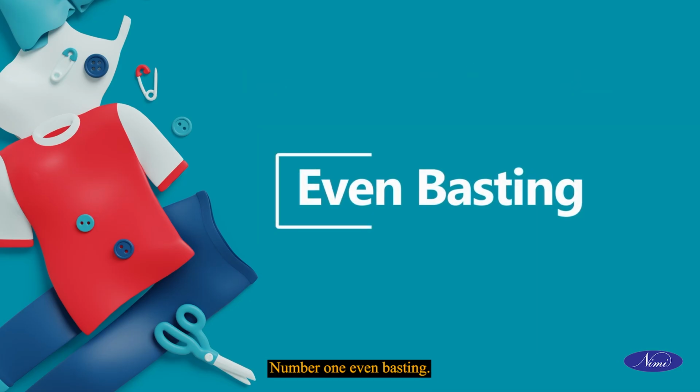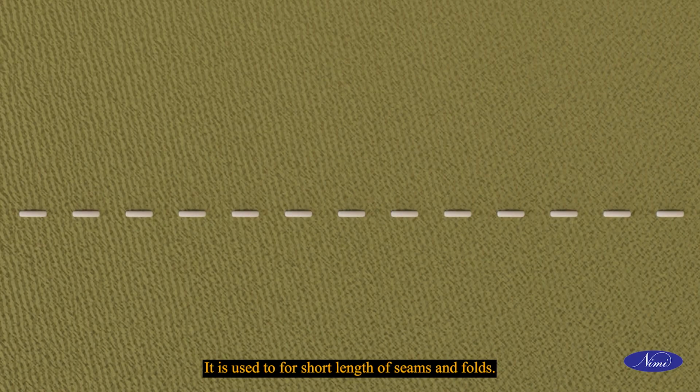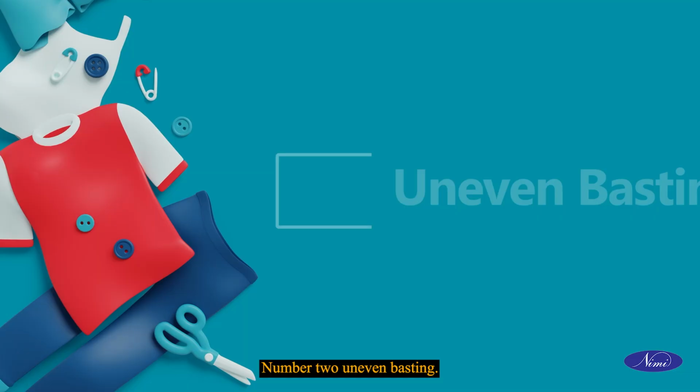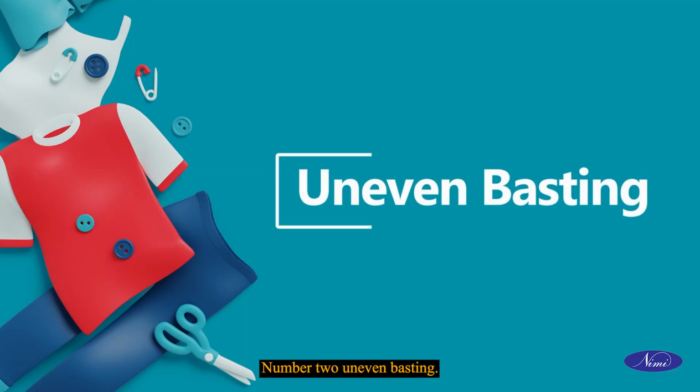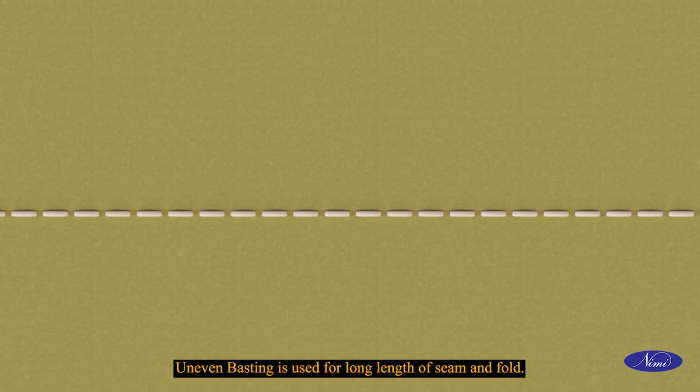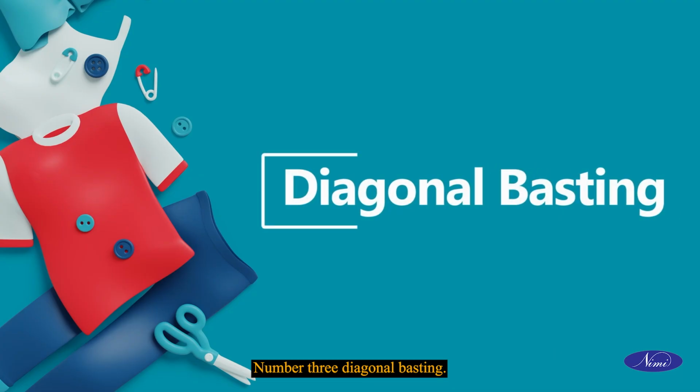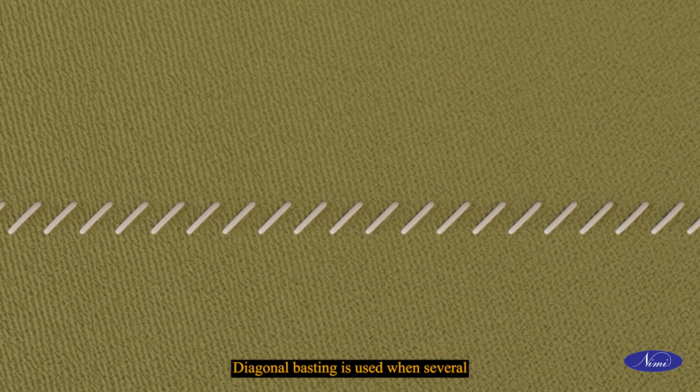Number 1, even basting. It is used for short lengths of seams and folds. Number 2, uneven basting. Uneven basting is used for long lengths of seam and fold. Number 3, diagonal basting. Diagonal basting is used when several layers of fabric are to be held securely.